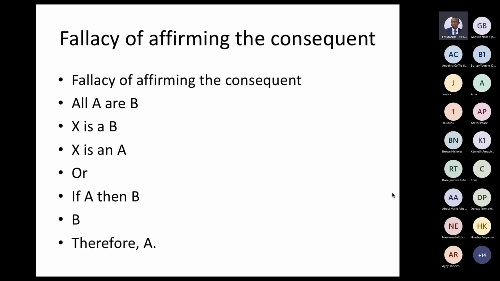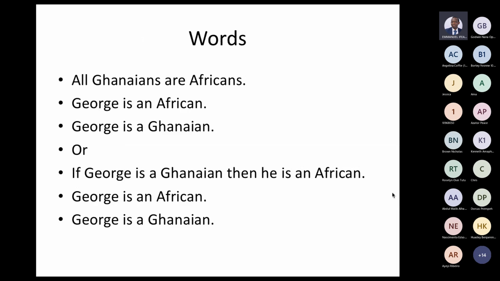The fallacy of affirming the consequent. So all A are B, X is an A, therefore S is a B. We said this is not a valid argument. All Ghanaians are Africans. George is an African, therefore George is a Ghanaian.